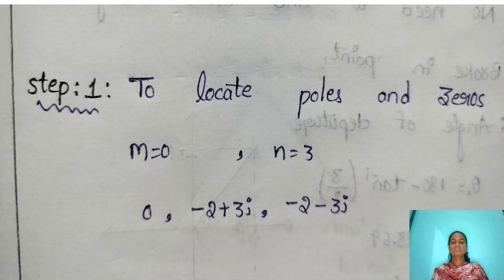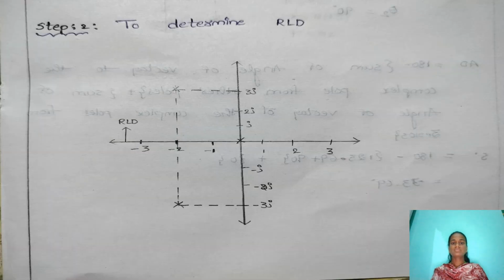Step 1 is to locate the poles and the zeros. The number of zeros is equal to 0 and the number of poles is equal to 3. The poles are 0, −2 + 3j and −2 − 3j. Step 2 is to determine the root locus diagram.